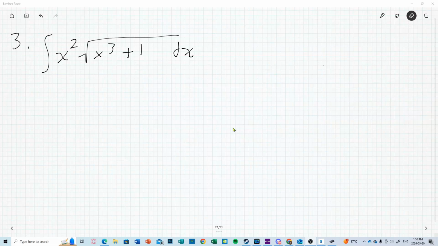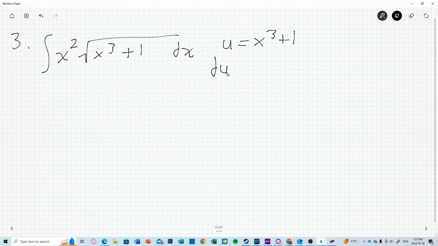Okay, to start we have question 3, which is the integral of x squared multiplied by the square root of x cubed plus 1 multiplied by dx. So in the question it says for us to use u substitution, where u is x cubed plus 1. So now the first thing we always want to do is find what du equals, which is 3x squared, and then plus 1 goes away and it's going to be multiplied by dx.